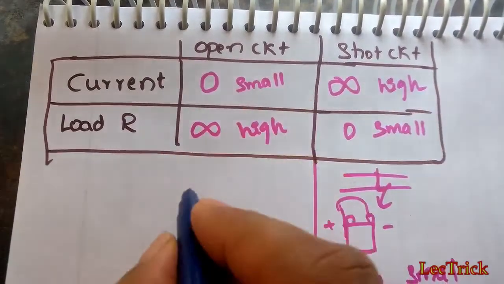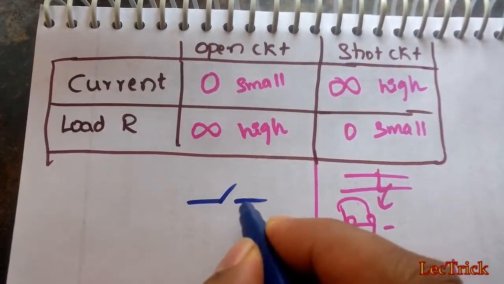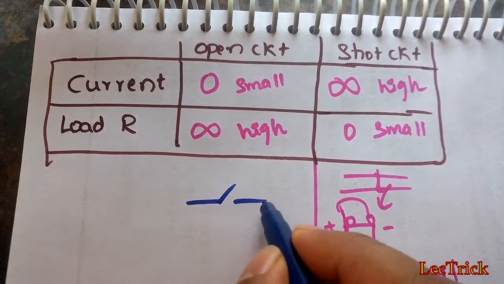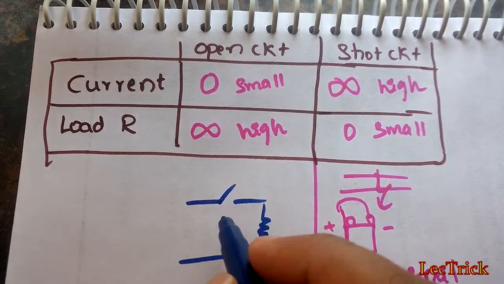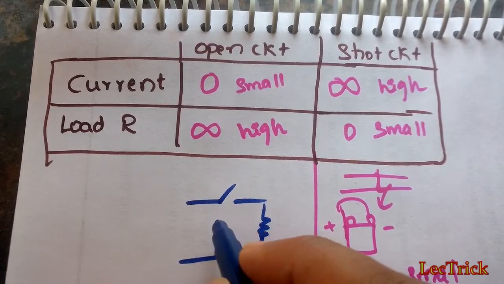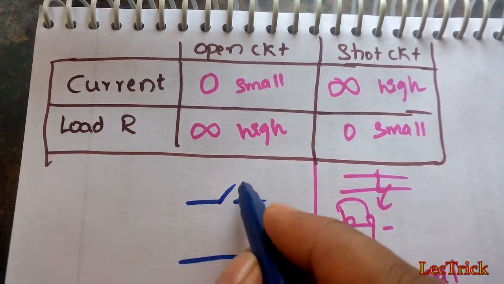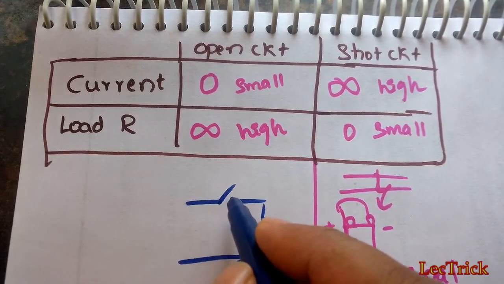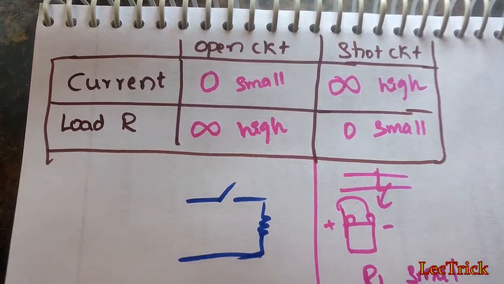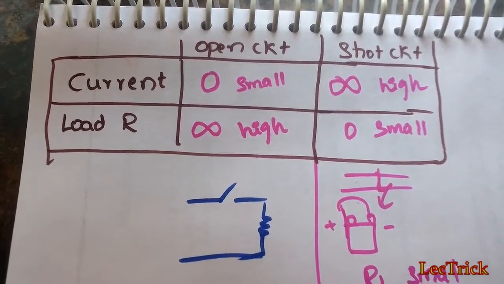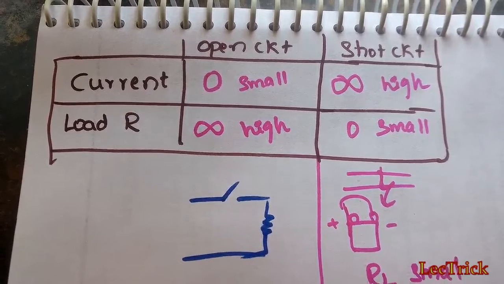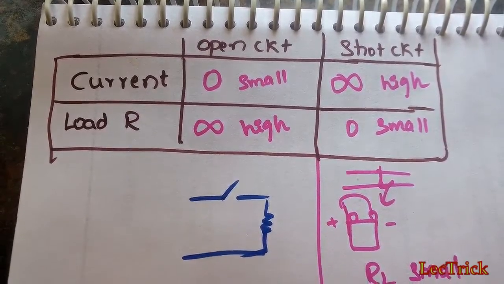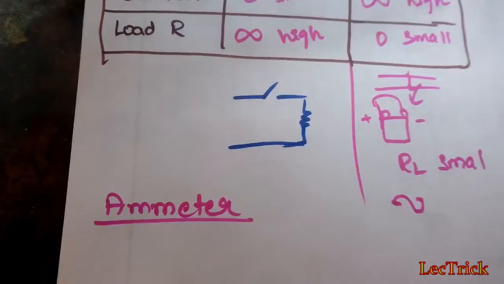And in an open circuit, like this circuit, if the switch is open then the current can't flow. That's why it is showing infinite resistance. This switch is showing infinite resistance, so current will be very high in a short circuit and load resistance is very small in a short circuit.